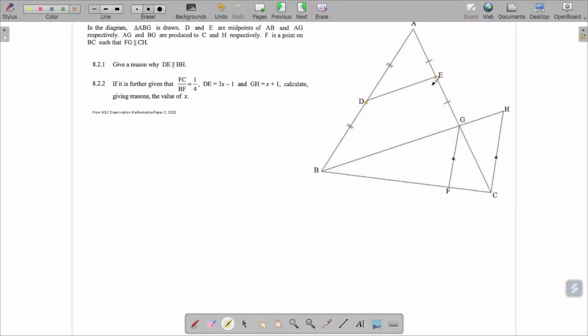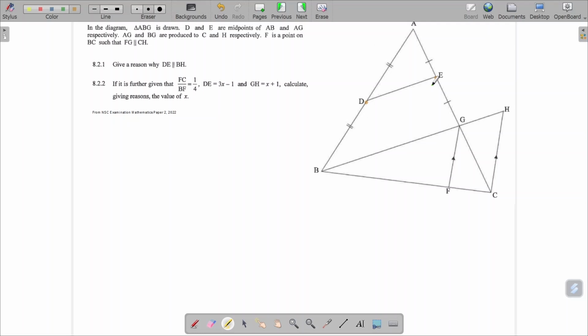What I'm looking for here is to see if there is any line that joins D to E, because we know that a line that joins two midpoints is significant in terms of our geometry from grade 11. Okay, we do have that, by the way, DE. AG is reduced to C and H respectively. F is a point such that FG is parallel to CH.